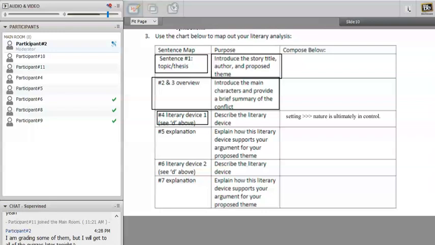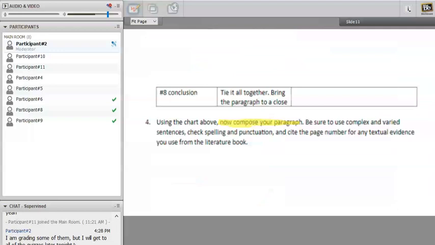And then you would do the same with another literary device. You might talk about the character. Okay, how did they change? And how did that change show us the theme? Now, this assignment just has to be a paragraph. So you take the chart, the little part that you mapped out, and you put it in a paragraph.